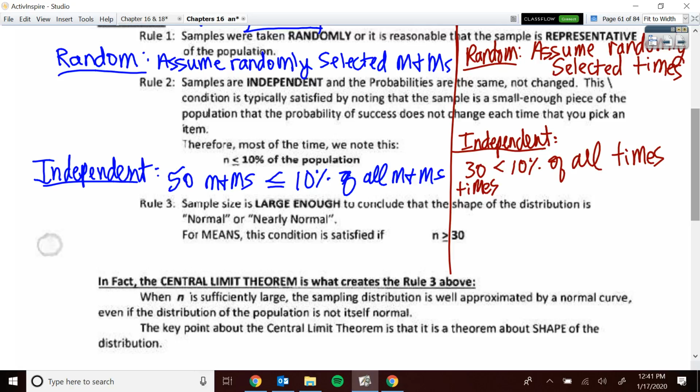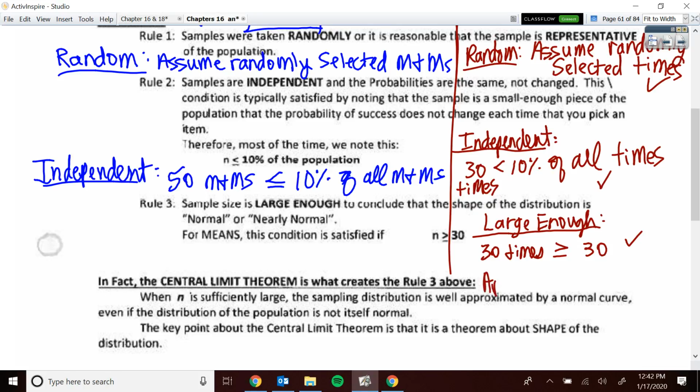And large enough is tricky because it all depends. Mean or proportion. Means has a different large enough rule than proportion. So the large enough for means is this right here. My 30 times has to be greater than or equal to 30. Was it? Ding, ding, ding, ding, ding. Yes, it was. So do you think there was a magical reason why Miss McClellan had you do 30 times? That was it.